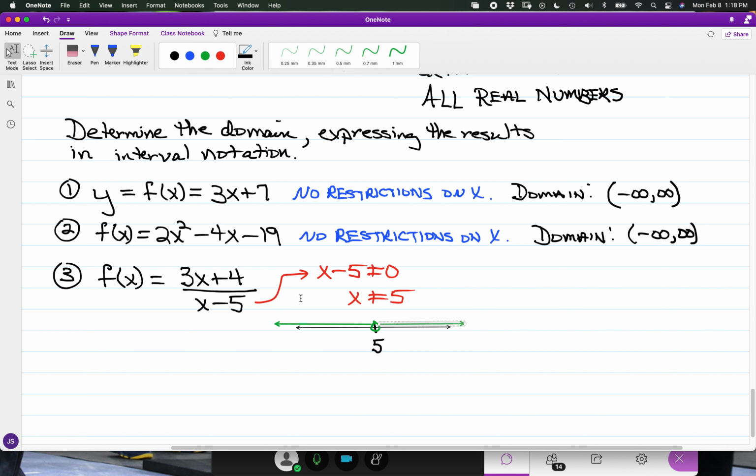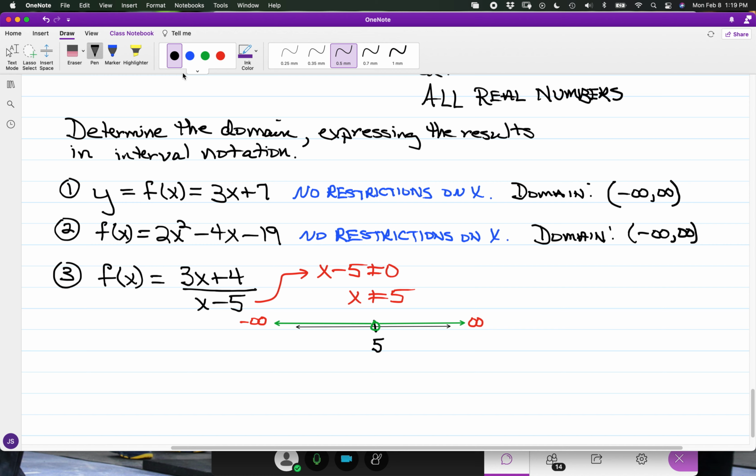Okay, so 5 is excluded. Now for the domain of this particular rational function, reading in order from left to right. Going from negative infinity, again, infinities are balanced, so parentheses only go around negative and positive infinity. And we have approaching, but not including 5. So you have a parenthesis.